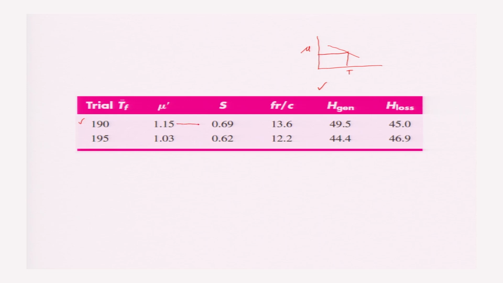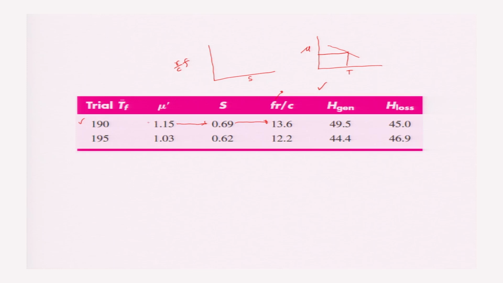Knowing the mu, we got the value of Sommerfeld number, and from that, knowing the Sommerfeld number, from the Raimondi and Boyd chart of R by C times f versus Sommerfeld number for our bearing with a given L by D ratio, we get this Fr by C. Knowing Fr by C, we have this coefficient of friction, and thus we can find the heat generation. Okay, and from the formula Q loss is equal to UA times Tb minus Tf, we get the heat loss.